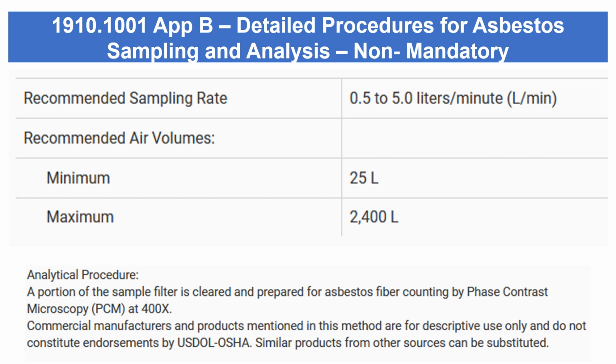Analytical procedure. A portion of the sample filter is cleared and prepared for asbestos fiber counting by phase contrast microscopy, PCM, at 400x. Commercial manufacturers and products mentioned in this method are for descriptive use only and do not constitute endorsements by OSHA. Similar products from other sources can be substituted.